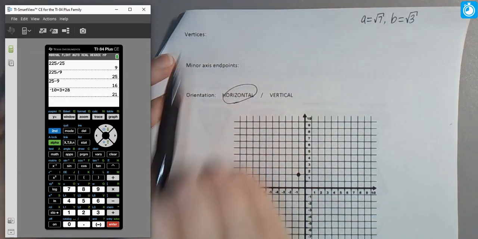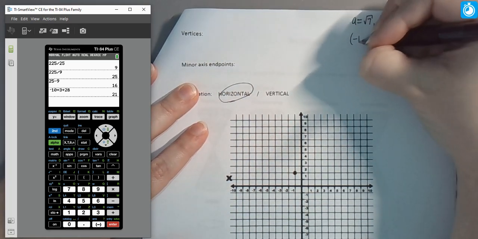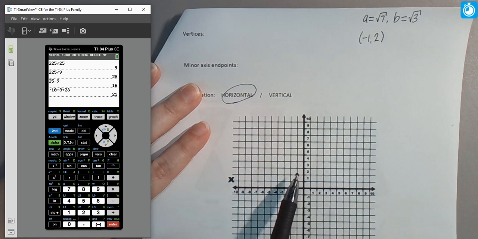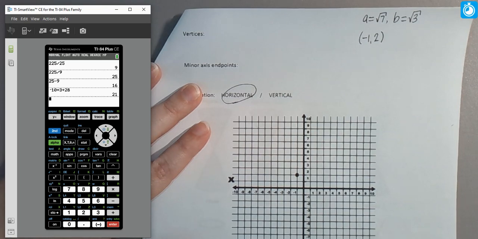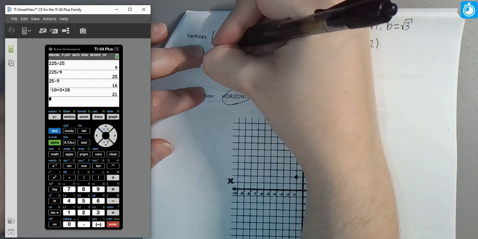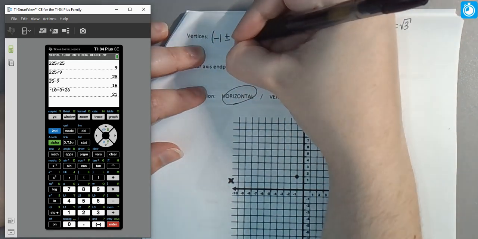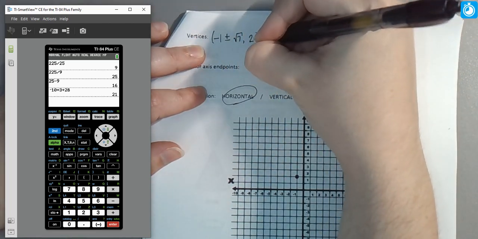Okay, so what about our vertices? Let me also make a note of our center. Our center is -1, 2, and we can see that from our graph. So we have a horizontal ellipse, which means our vertices are to the right and left. In other words, we hold the y-coordinate constant and just change the x-coordinate, add on a, and then subtract a. So we have -1 plus or minus a, which is the square root of 7, and then we're going to hold the y-coordinate constant at 2.